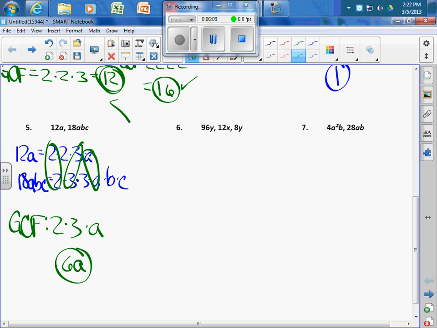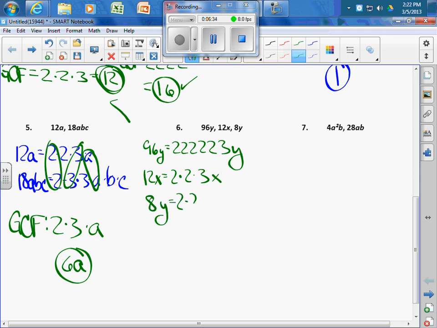96y, 12x, and 8y. So let's see now. 96y is equal to 2 times 2 times 2 times 2 times 2. I think that's 5 2s, and times 3 times y. 12x is 2 times 2 times 3 times x. And 8y is 2 times 2 times 2 times y.